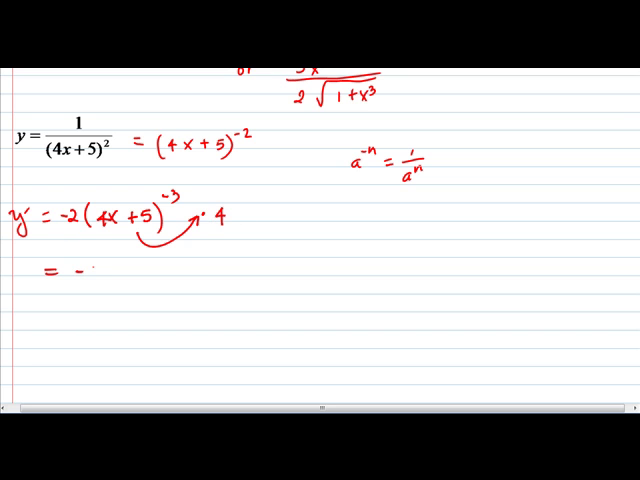So minus 2 times 4 is minus 8, times 4x plus 5 to the minus 3, or we can rewrite this as minus 8 over 4x plus 5 to the positive 3. Remember, this power belongs to this base only. So when I rewrite this to the positive, only this base goes down, with the 3 to the positive. The minus 8 is a number. Minus 3 does not belong to the minus 8, so the minus 8 stays on top. So that is our answer.